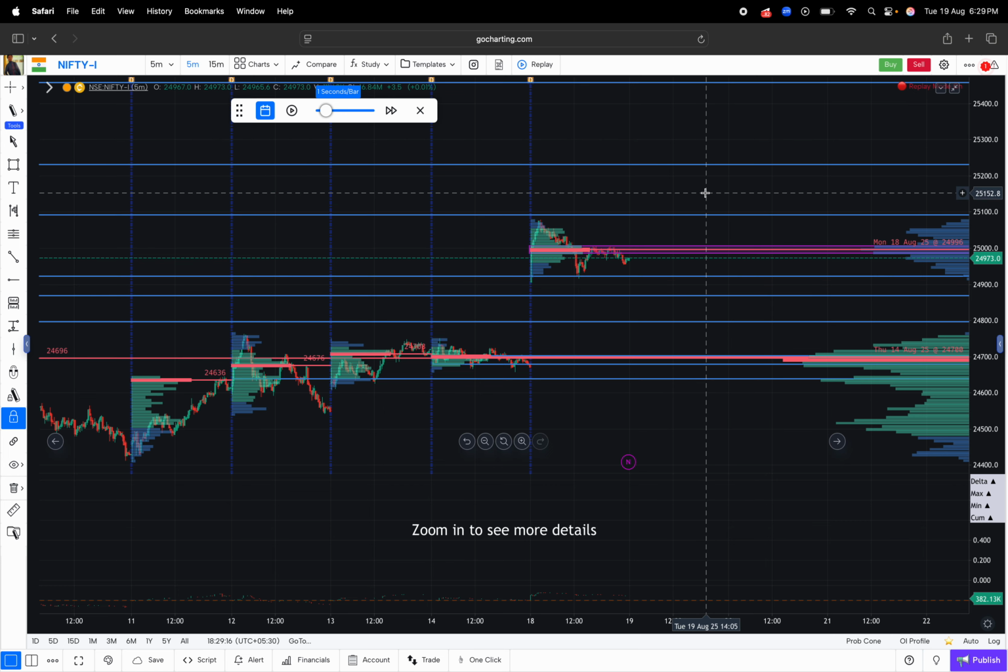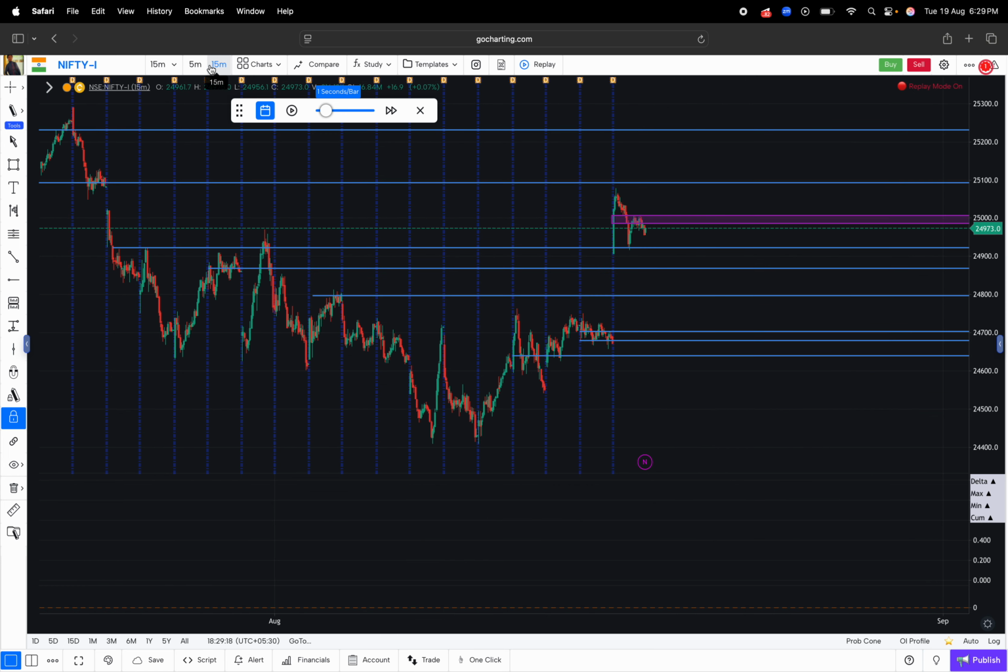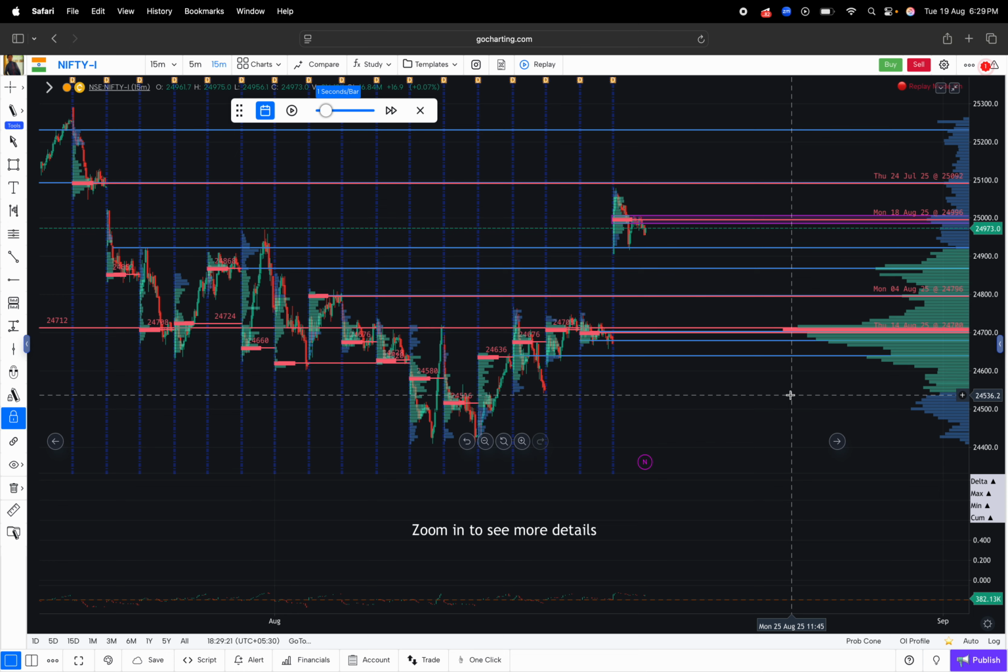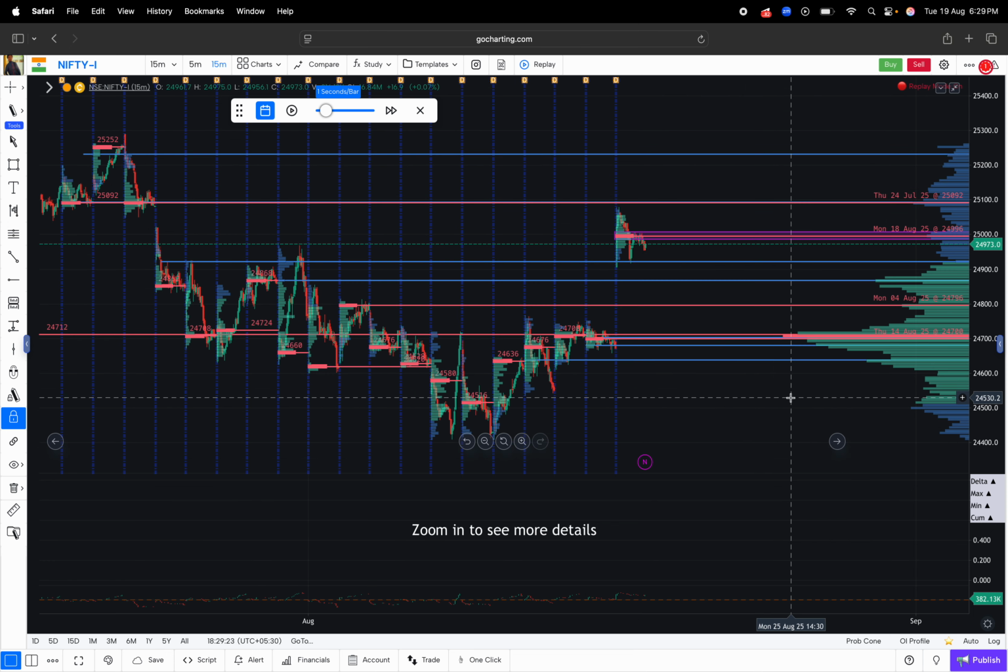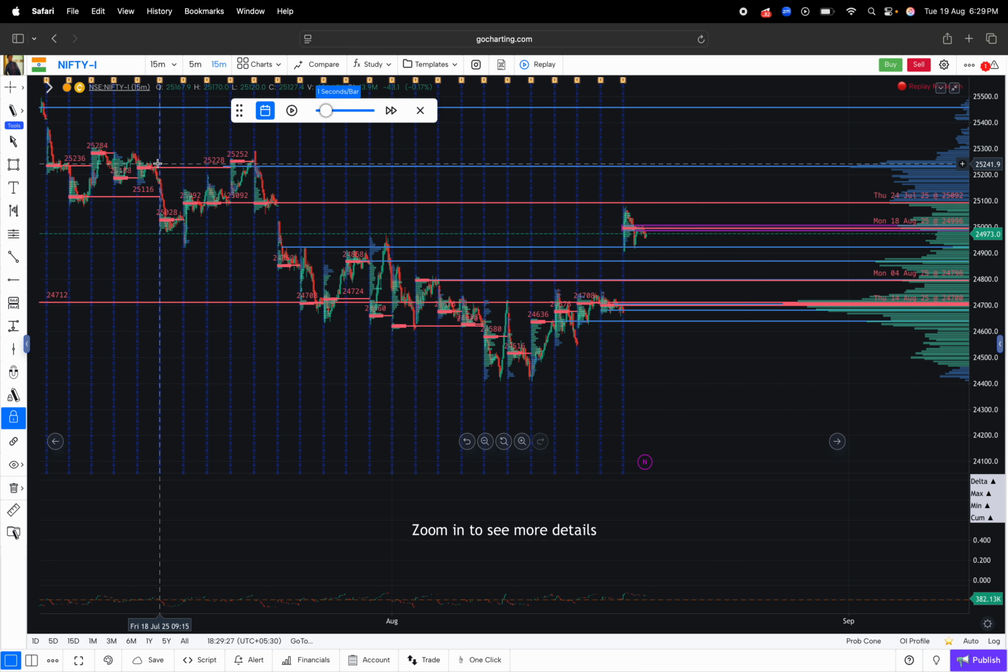Okay, then what will we do? We will move to the higher time frame, that is 15 minutes, to get some more accurate data. So for this particular zone, what is the value area? We got this particular zone, 25,095. This is the value zone. You can see this is also one of the value area zones.